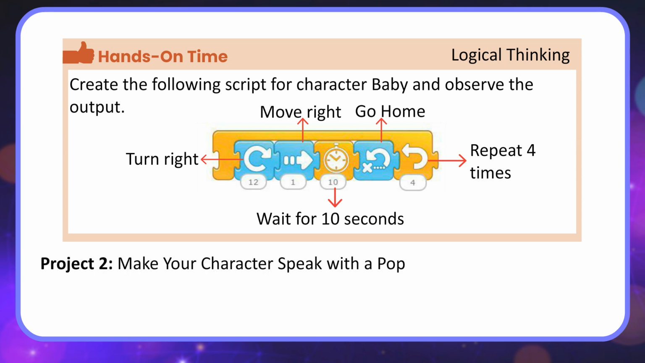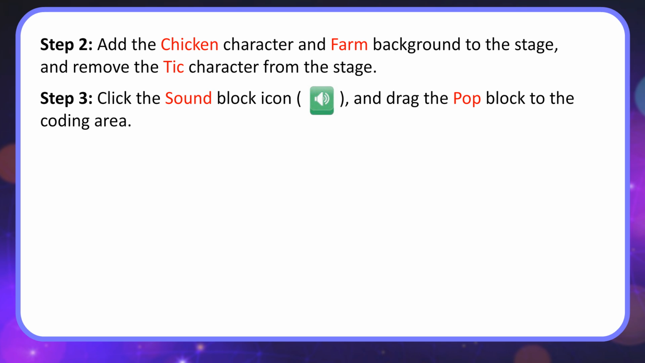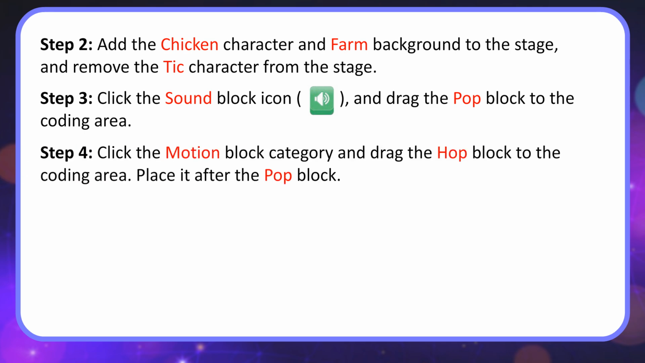Project 2. Make your character speak with a pop. Step 1. Start a new project. Step 2. Add the chicken character and farm background to the stage, and remove the default character from the stage. Step 3. Click the sound block icon and drag the pop block to the coding area. Step 4. Click the motion block category and drag the hop block to the coding area. Place it after the pop block.